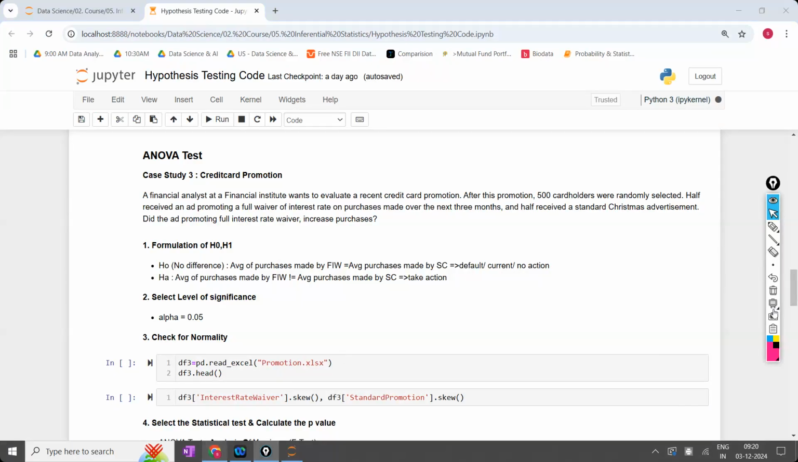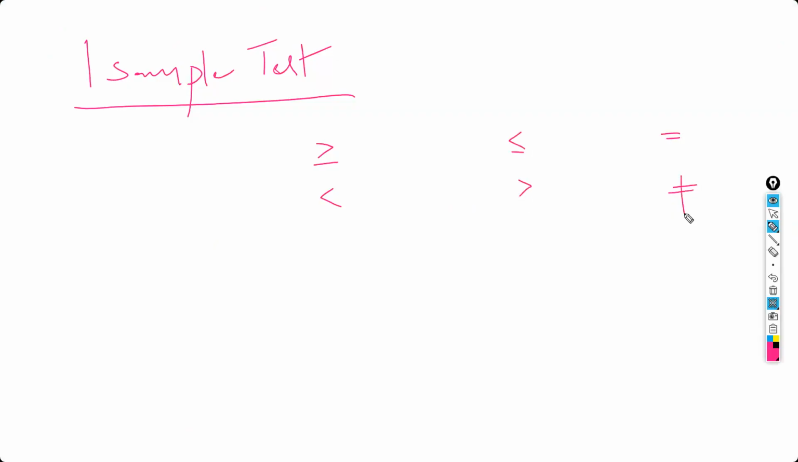When you have only one sample, for the one sample test we write in terms of greater than or equal to, less than or equal to, greater than, equal to, not equal to. Three options are there. After this, we write one number on the right side, some number. Only this will be applicable for the one sample test. That number is applicable only for the one sample test.